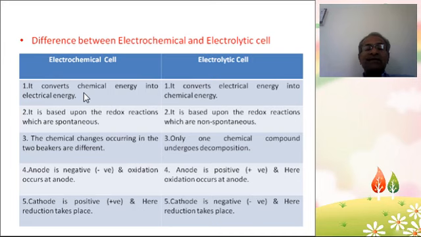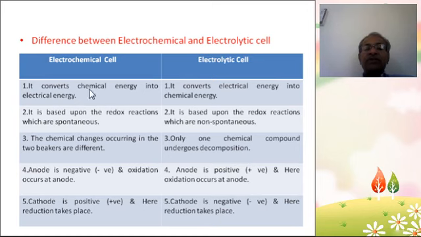As far as electrochemical cells are concerned, they convert the chemical energy into the electrical energy, whereas the electrolytic cell converts electrical energy into chemical energy. In electrochemical cell, the redox reactions are spontaneous, whereas in electrolytic cell, the redox reactions are non-spontaneous. In electrochemical cell, the chemical changes occurring in two beakers are different, whereas in electrolytic cell, only one chemical compound undergoes decomposition.